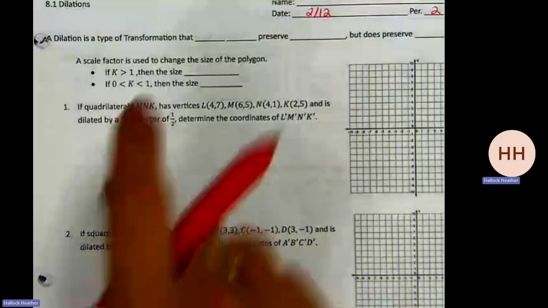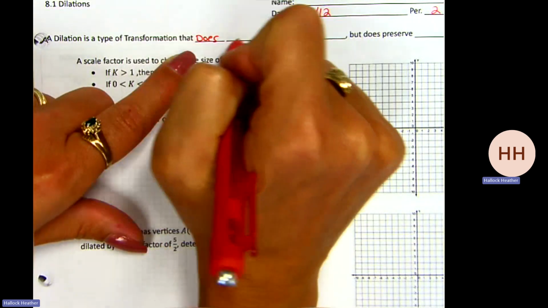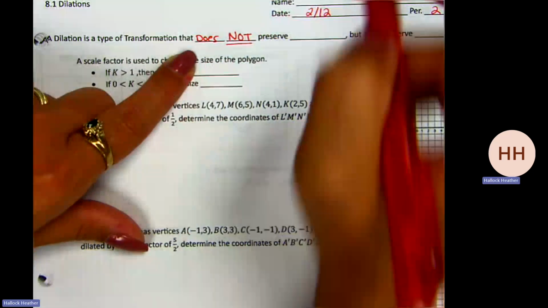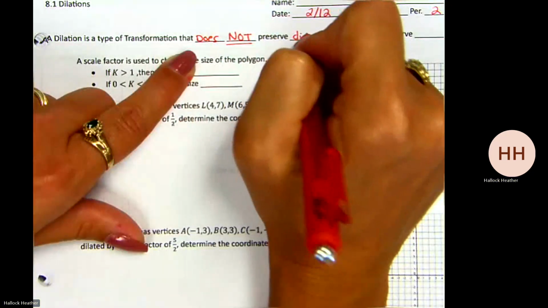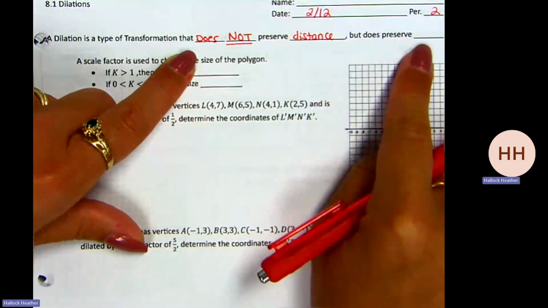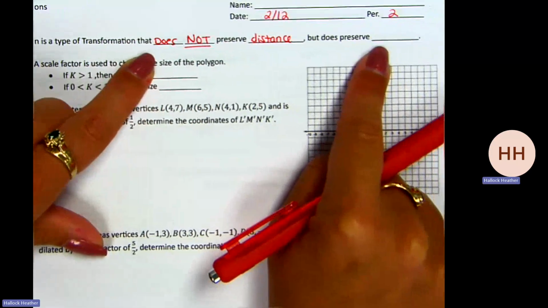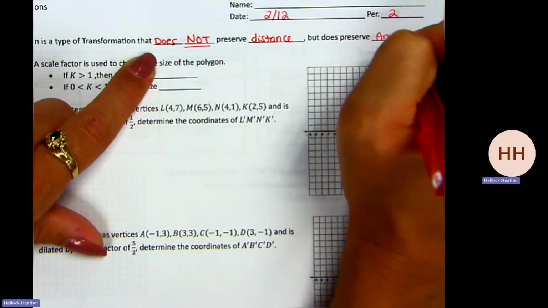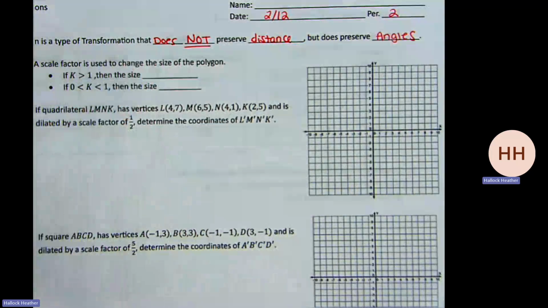A dilation is a type of transformation that does not preserve distance, but it does preserve angles. So if your triangle has angles inside of it, all the angles are staying exactly the same measure. The distance, the sides are what's changing. So the distance does not stay the same.